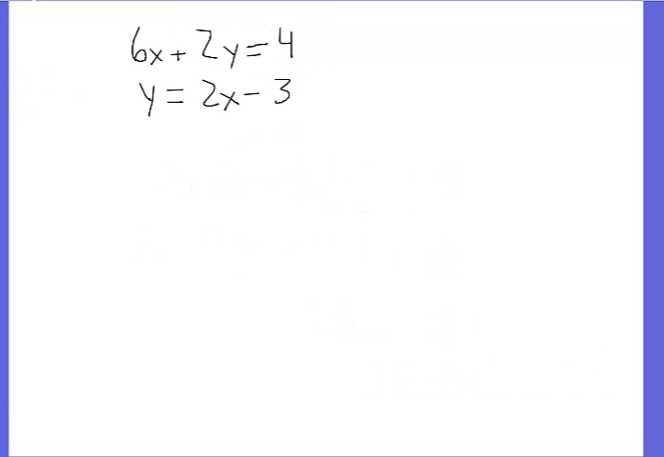Alright, so no tricks here. This is a good problem. We have 6x plus 2y equals 4, y equals 2x minus 3. I'm going to have to turn the page to get this one. Alright, but this one's nicely set up for us because the second equation is already y equals something. So we know that since it's y equals 2x minus 3, we can substitute 2x minus 3 into the first equation. Which is nice, because it just makes our life easier.